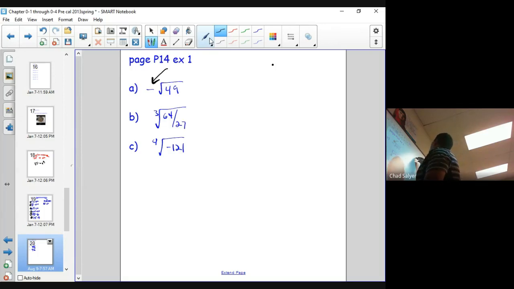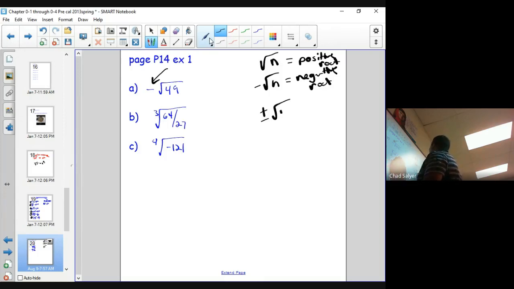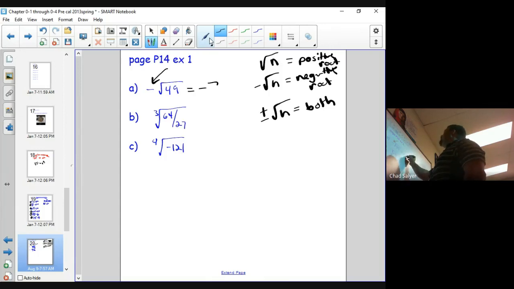So if I have the square root of n, that means the positive root in general, or the principal root. If I have negative square root of n, that's the negative root. And if I have plus or minus the square root of n, that's both. So normally you'll run into one of these 3 representations. In this case, we want the negative root, and so that's -7.